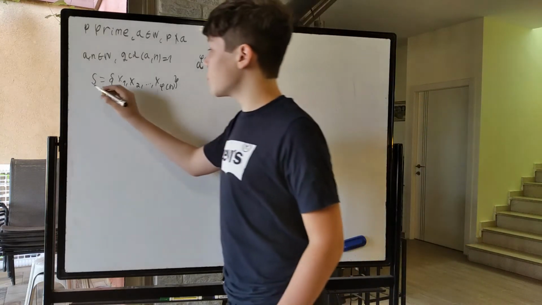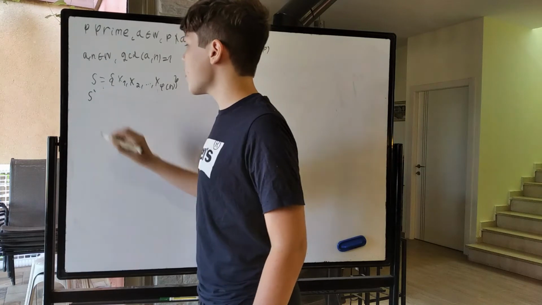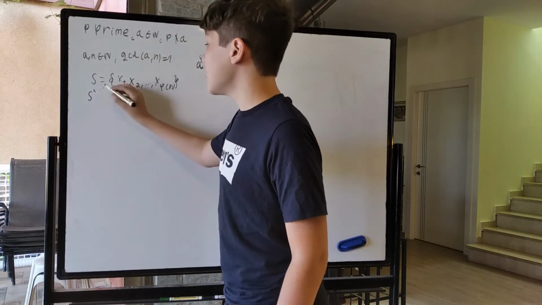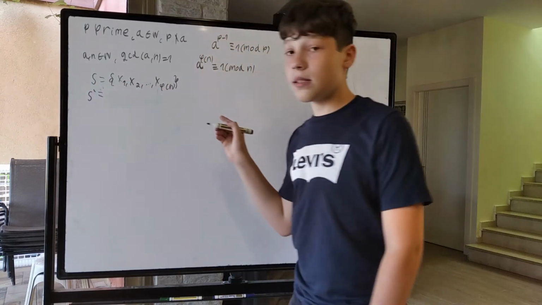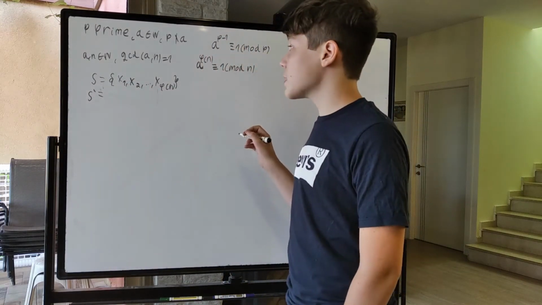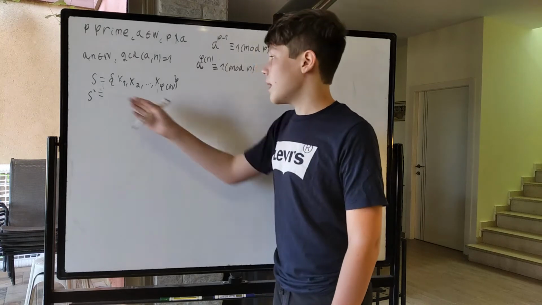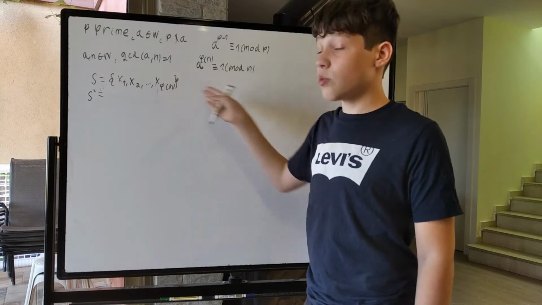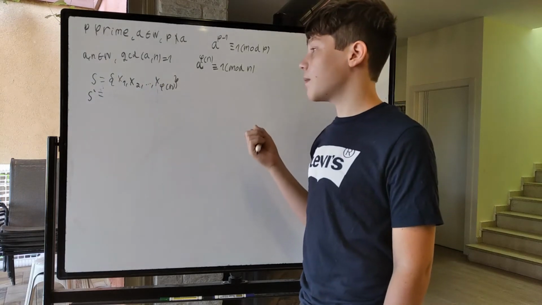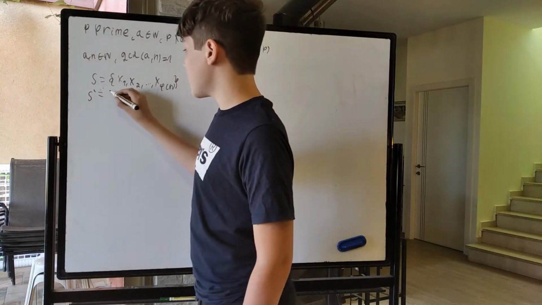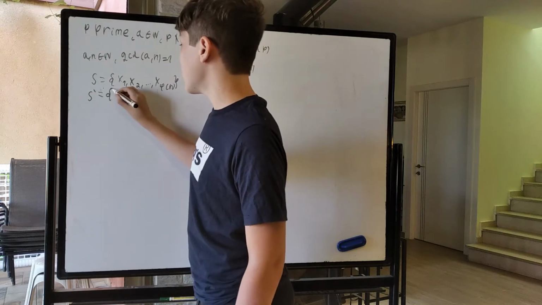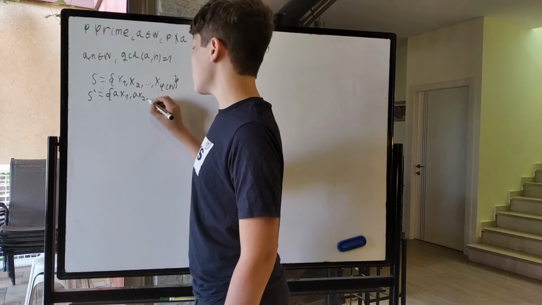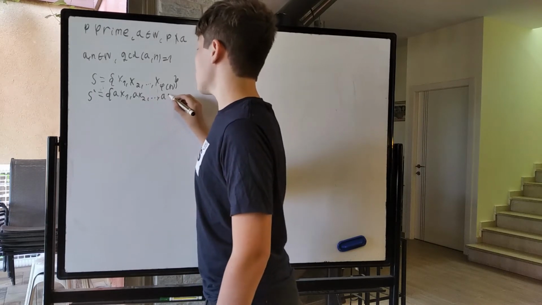So we will define a new set, S prime, which is basically each number in S multiplied by a, because we know a and n are co-prime, and each one of those is co-prime to n. A times each one of those will still be co-prime to n. So this will be ax1, ax2, so on until ax phi of n.